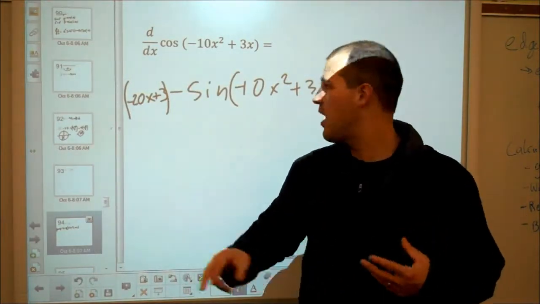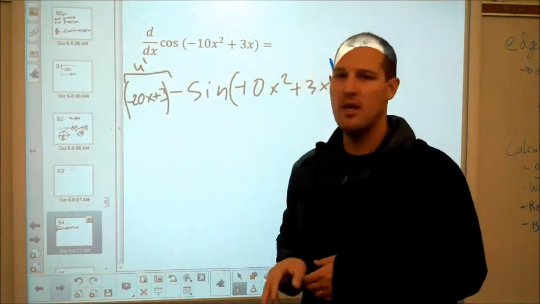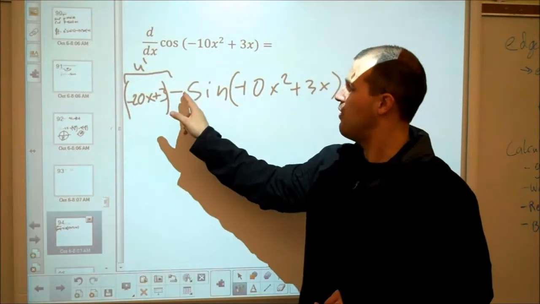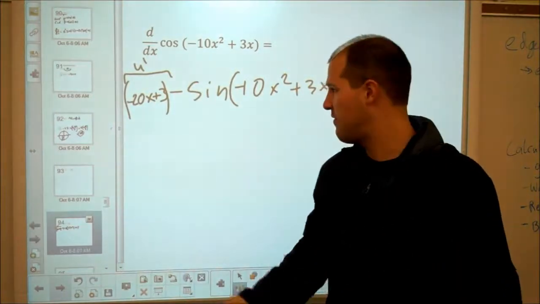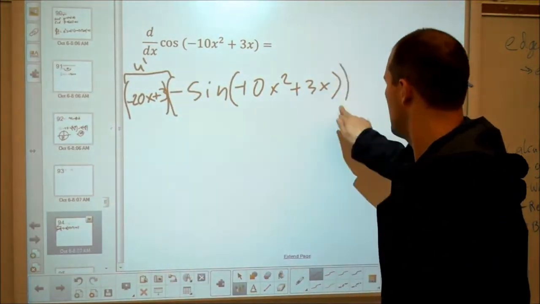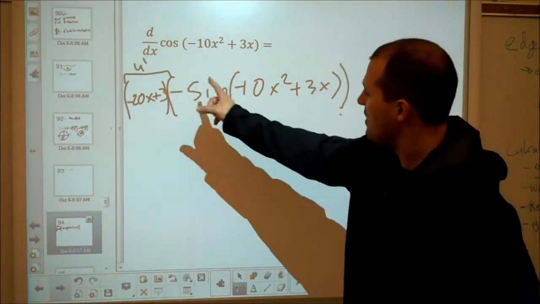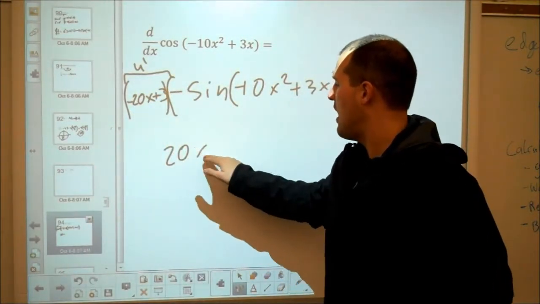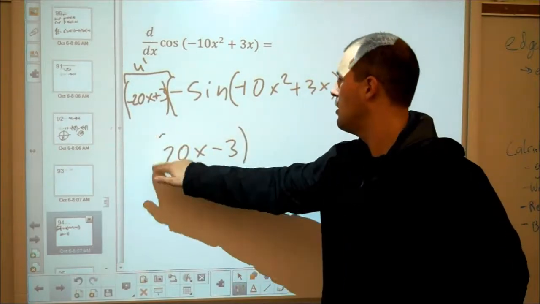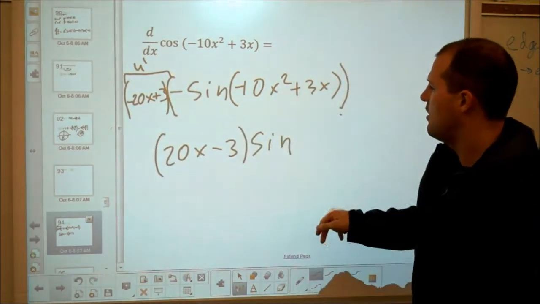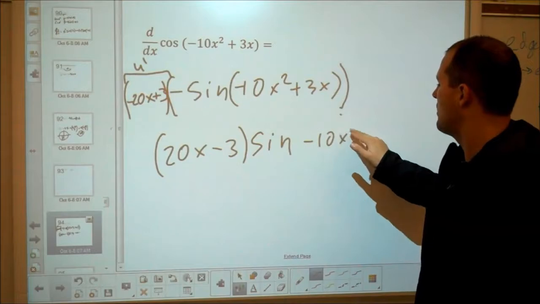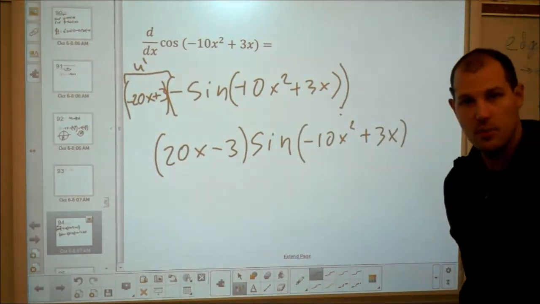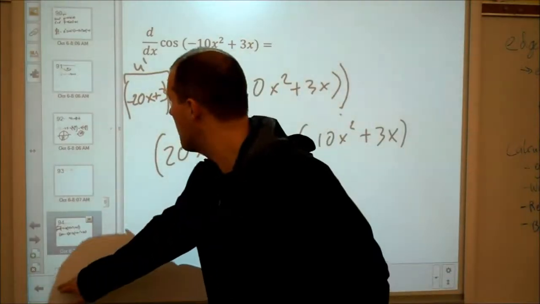But we know that u prime is supposed to be multiplied. So if you want to drag that negative out to the front, or if you want to distribute the negative, that would be fine. Or if you want to put parentheses like this, that would work. My favorite is probably to distribute that negative in this way. So I could get 20x minus 3 times sine of negative 10x squared plus 3x. Okay? But there's multiple different ways to write that are all correct.